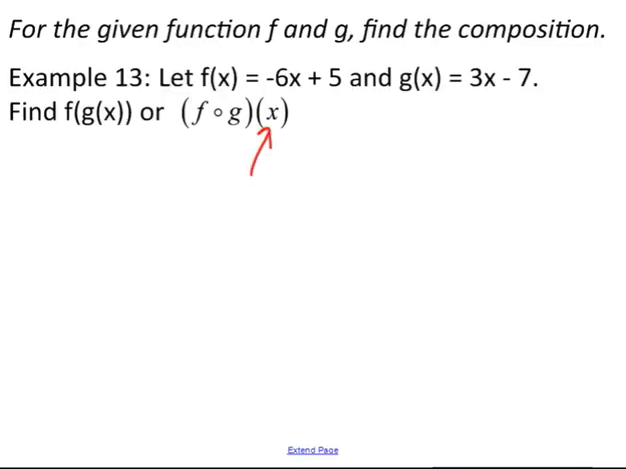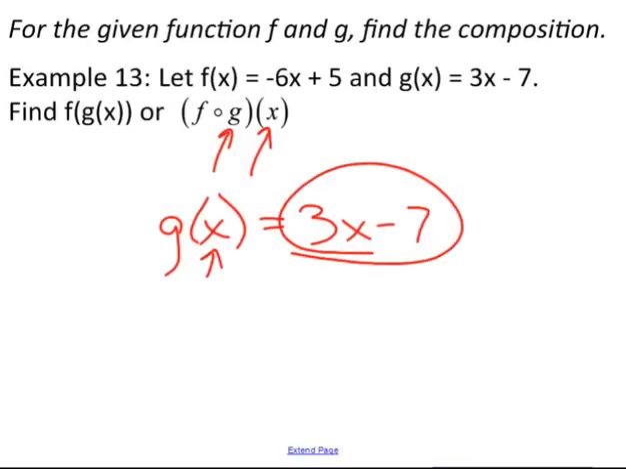Notice now I do not have a number. So you do this in a similar way, kind of. You still start with your g function, and whatever you get for your g function, you're going to plug it into your f function. So we're going to start with our g function, which is g of x, 3x minus 7. Since we don't have a number to plug in, this is going to be our g function. That's what we have to plug into the f function.